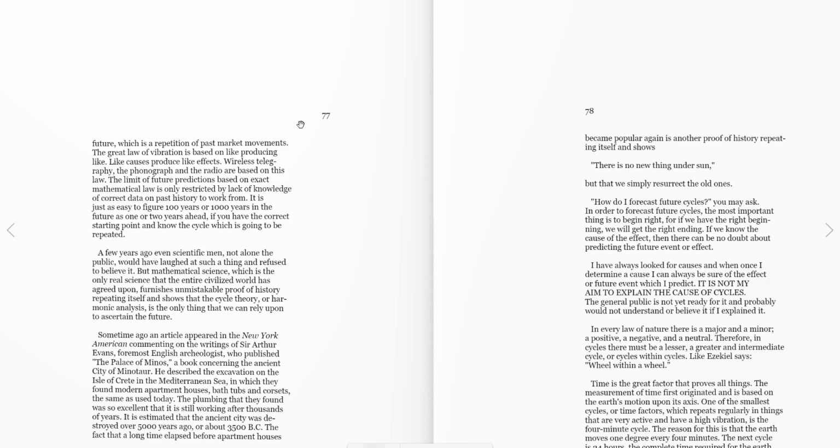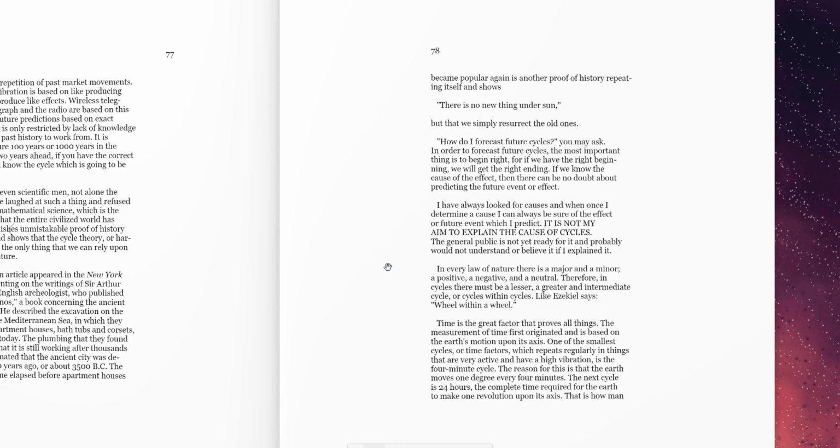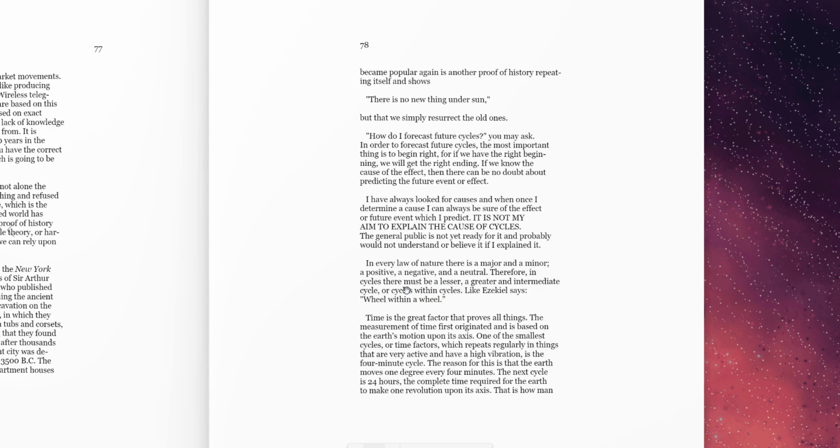In page 78, specifically in this paragraph, he states something very important that can help us when we are searching for the cycle of repetition. "In every law of nature, there is a major and a minor, a positive and a negative, and a neutral. Therefore, in cycles, there must be a lesser, a greater, and intermediate cycle, or cycles within the cycles." Like Ezekiel says, wheel within a wheel.